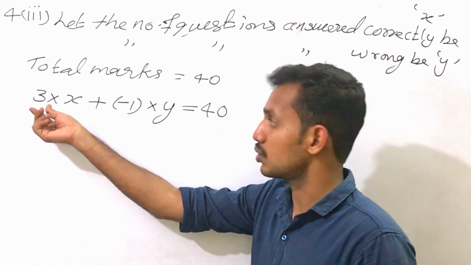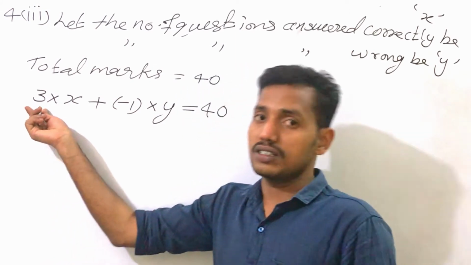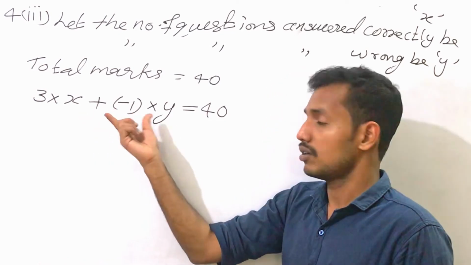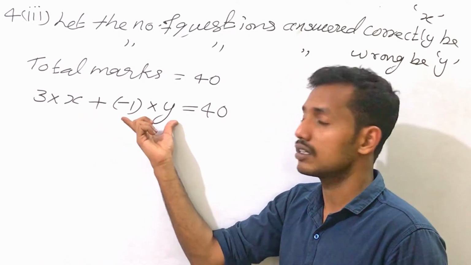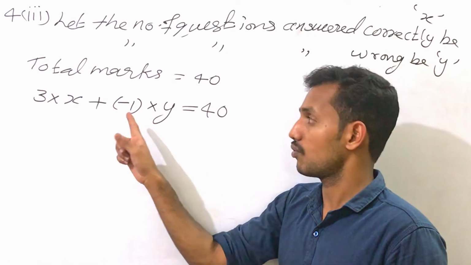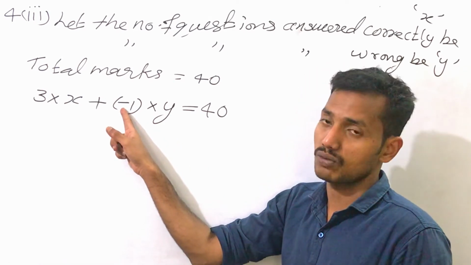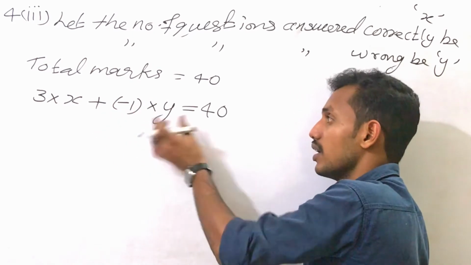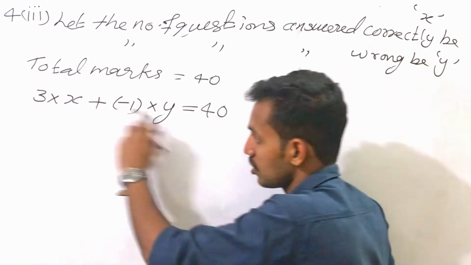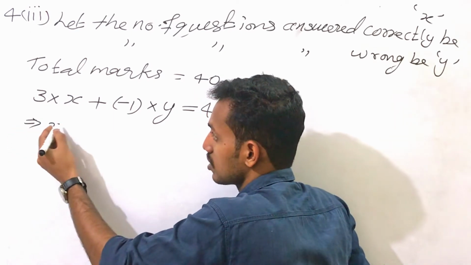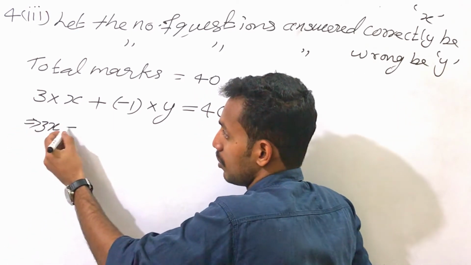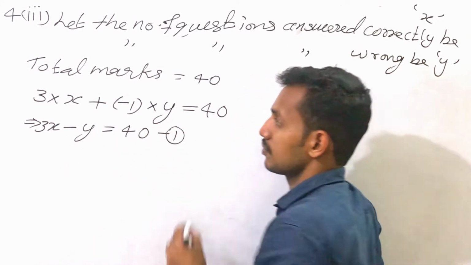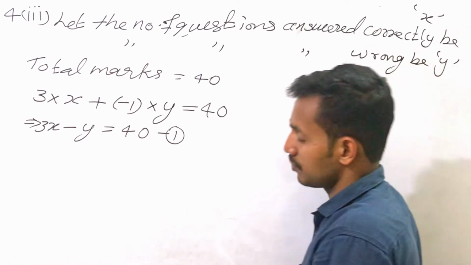Number of right answers into marks awarded for one right answer, that is the total marks awarded for the right answers, plus we need to subtract the total marks deducted for wrong answers. For one wrong answer, one mark will be deducted. For Y wrong answers, minus 1 into Y, that much mark will be deducted. So rearranging, we will get 3X minus Y is equal to 40. Equation number 1. Now what is the second condition?